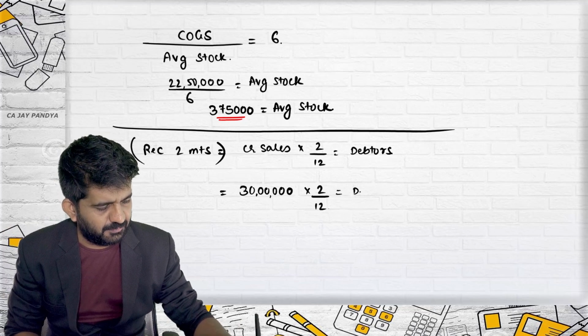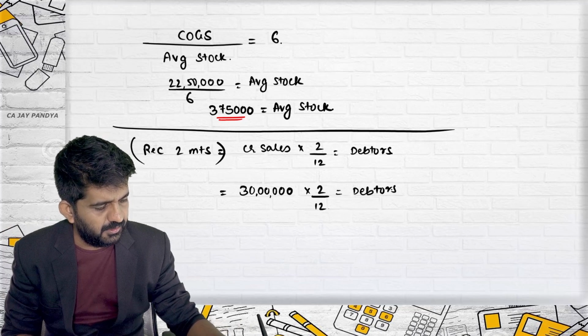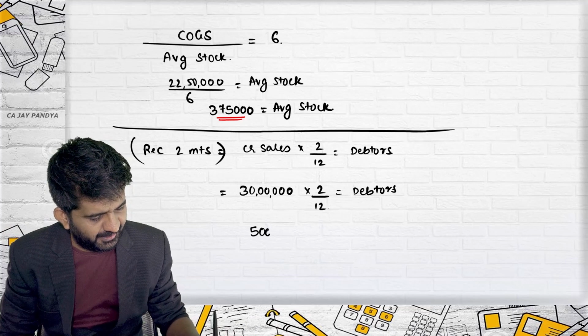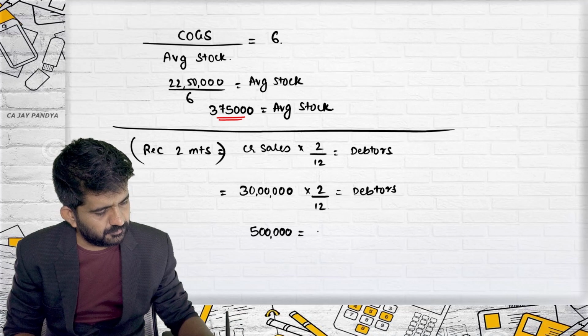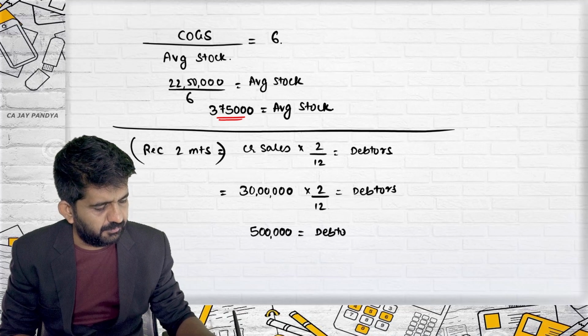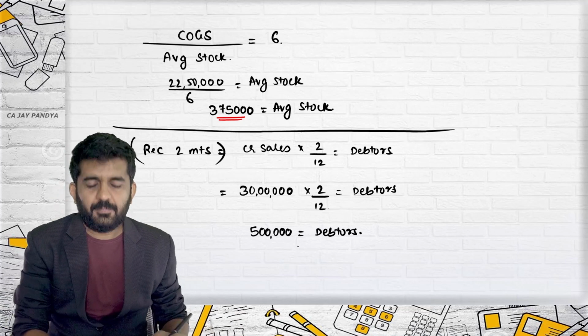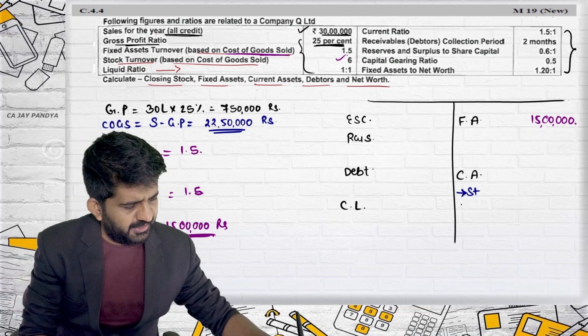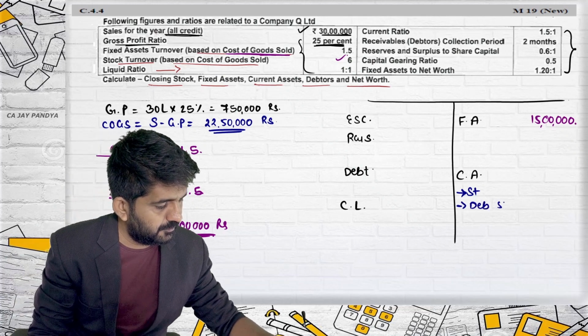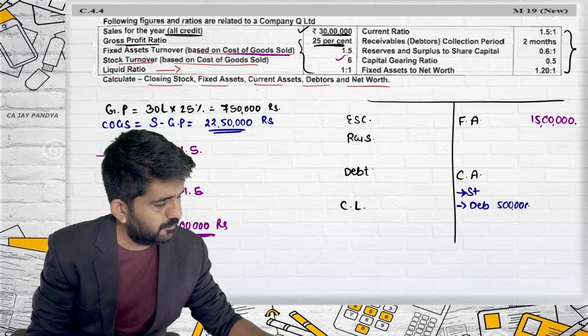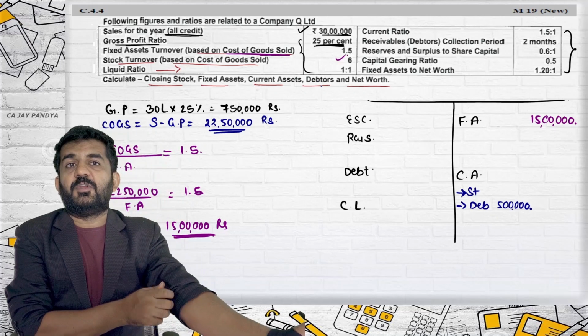You will be getting the same answer. Debtors will be 5 lakhs. You can write down debtors at least over here, which is one of the figures which they require.